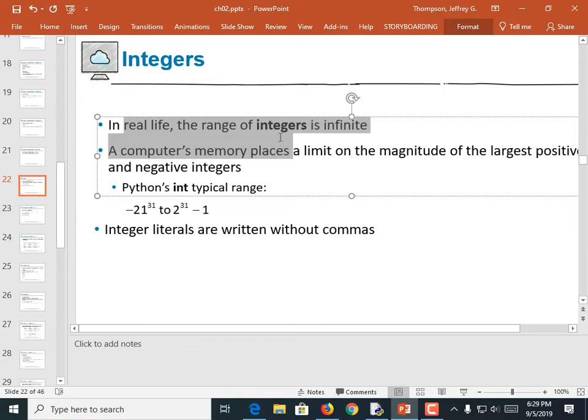So in real life, the range of integers is infinite. However, computers' memory does place a limit on the magnitude of the largest positive and negative integer. Python's typical int range goes from 2 to the power of 31. In other words, 2 times itself 31 times. Yeah, that'd be a pretty big number.